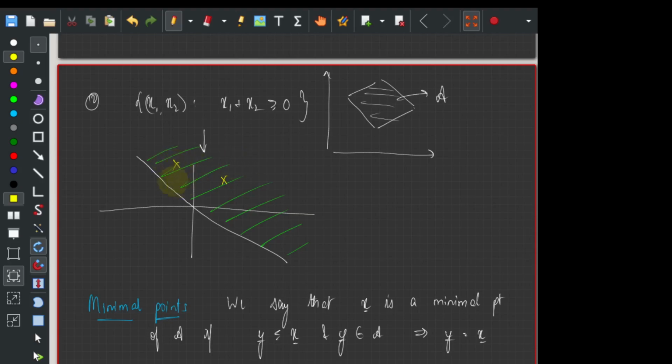If I take any point on the interior, I can always find some point along this line, x1 plus x2 equal to 0, which is less than or equal to any point I mark on the interior. But if I take a point on the line, can I find a point which is less than or equal to that point on the line? In particular, let me take the origin itself. Can I find any point in this set which is less than or equal to 0, 0? You can't, right? And why is that?